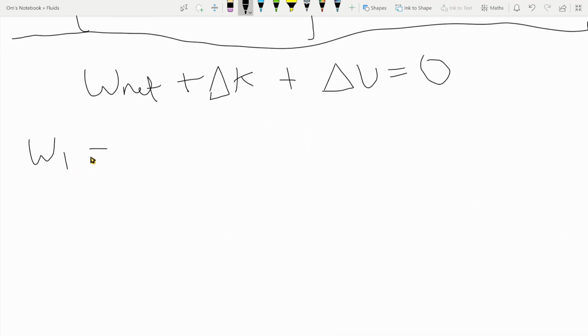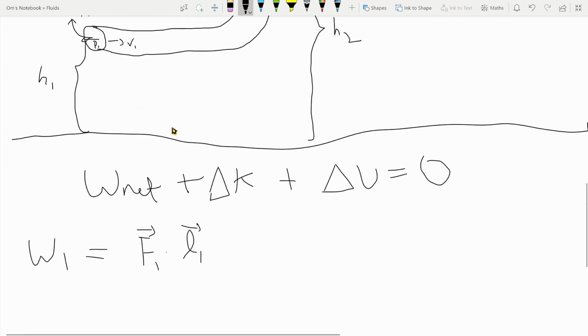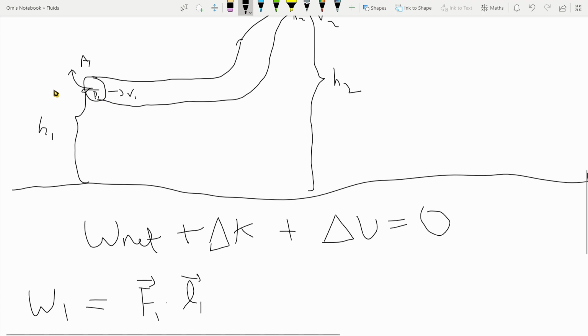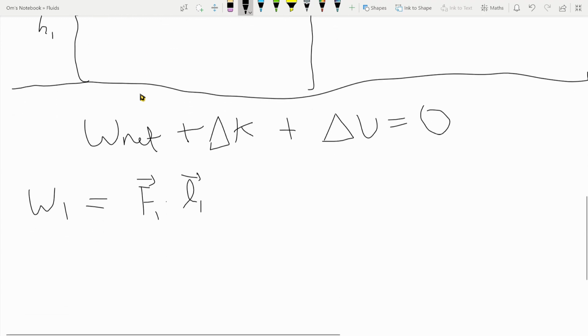Work done would actually be equal to F dot L, both of which are vectors. So let this be some length L1 over here, and this will also be force F1. So this would be F1 dot L1, right? And you can see that the pressure is over here, whereas the velocity is over here. This means that there is a displacement in this direction. So what this actually means is that work 1 is equal to minus F1 L1.